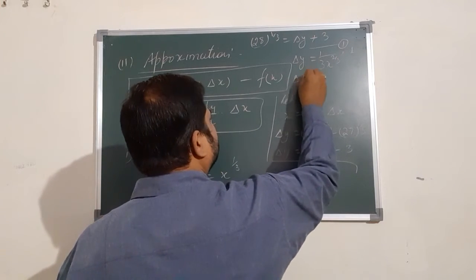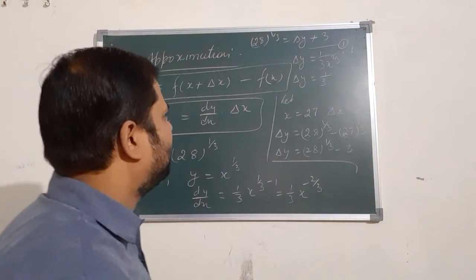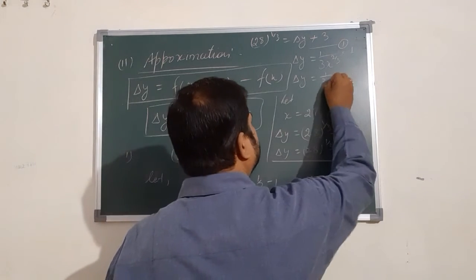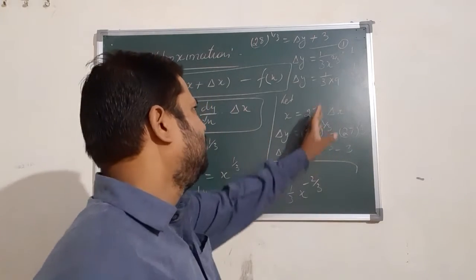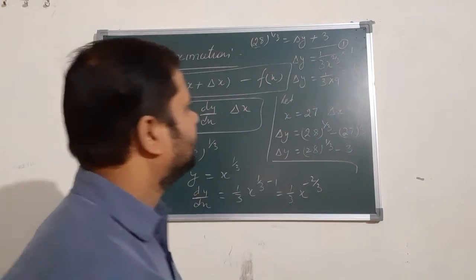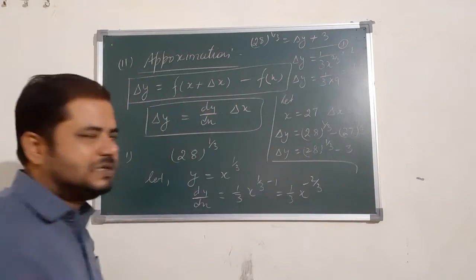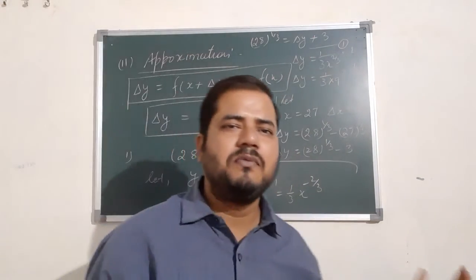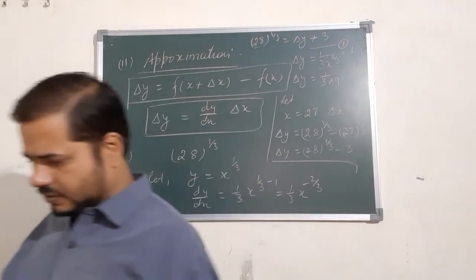So delta y is nothing but 1 upon 3 and x to the power 2 by 3, that is 27 power 2 by 3. This is 9. This is 1 upon 27. You know very well. So delta y is 1 by 27. So put here 1 by 27, and whatever the value of 1 by 27 is, you will get the answer. So note it down.